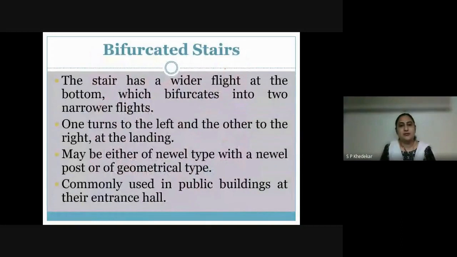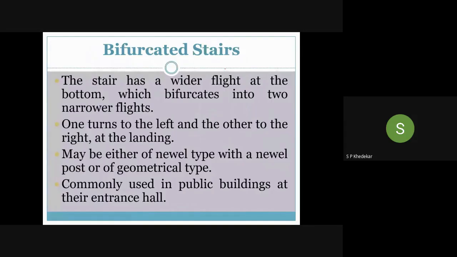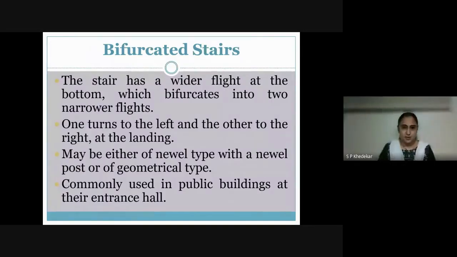The next staircase is the bifurcated staircase. As the name indicates, bifurcate means it divides itself. As we have previously seen, the stairs change direction either to the left or to the right, or completely reverse. But in the bifurcated staircase, it goes in both directions, left as well as right. The stair has a wider flight at the bottom. The main flight is wide, and then it divides into two narrower flights. One turns to the left and the other to the right at the landing.